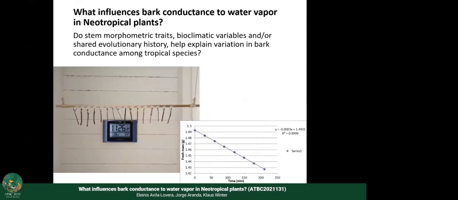So for this presentation, I wanted to ask the specific question: do stem morphometric traits, bioclimatic variables, and/or shared evolutionary history help explain variation in bark conductance among tropical species? And the way that we measure bark conductance is by dehydrating stems and weighing them at different time intervals. So here we can see how this particular stem loses water through time. And then the slope of this curve is an estimate of the rate at which this water is lost, or the conductance of the bark.